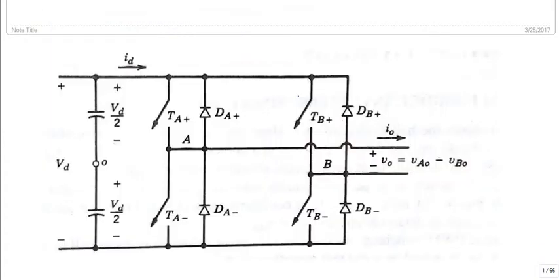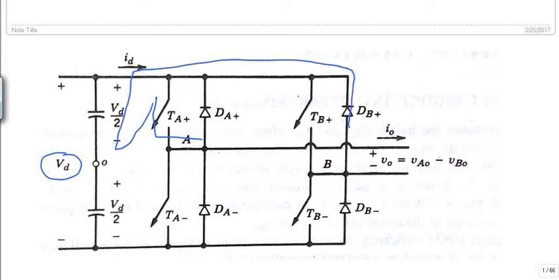In this figure, a typical diagram of a full bridge inverter is shown. This is the DC input voltage VD. It is assumed to be constant, and we are taking the output between these two points, A and B, which is given as V0 equals VA0 minus VB0. How is this calculated? We can take a loop from A to O, then O to B, and then back. We can consider this loop.